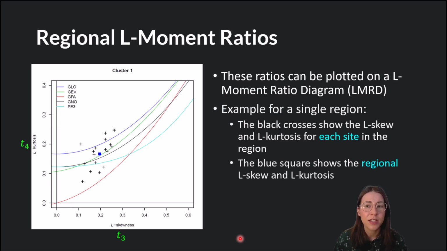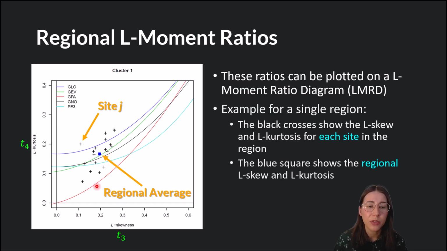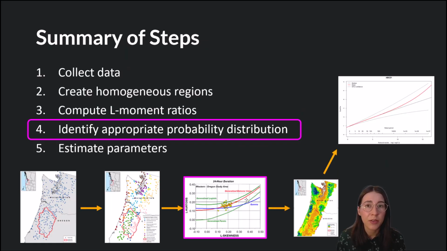So for example, for a single region, which in this case is called cluster 1, the black crosses shown here represent the L-skew and L-kurtosis for each site within the region. The blue square, located here, shows the regional average L-skew and L-kurtosis. These data are pretty spread out, which is a result of sampling variability, and the regional average falls somewhere in the middle. And as we stated earlier, we expect the L-moment ratios of sites in a homogeneous region to be reasonably similar.